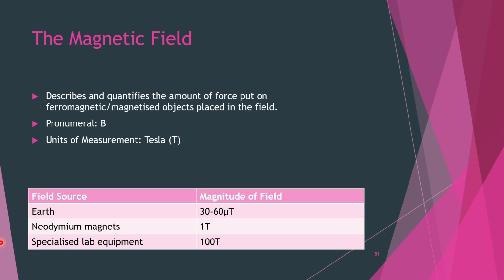So first off, the magnetic field describes and quantifies the amount of force which is put on ferromagnetic or magnetized objects which are placed inside the field. Very similar in definition to an electric field or even a gravitational field. The pronumeral that you will see in formulas for magnetic field is B, and the unit of measurement is the Tesla, also shown with a capital T.